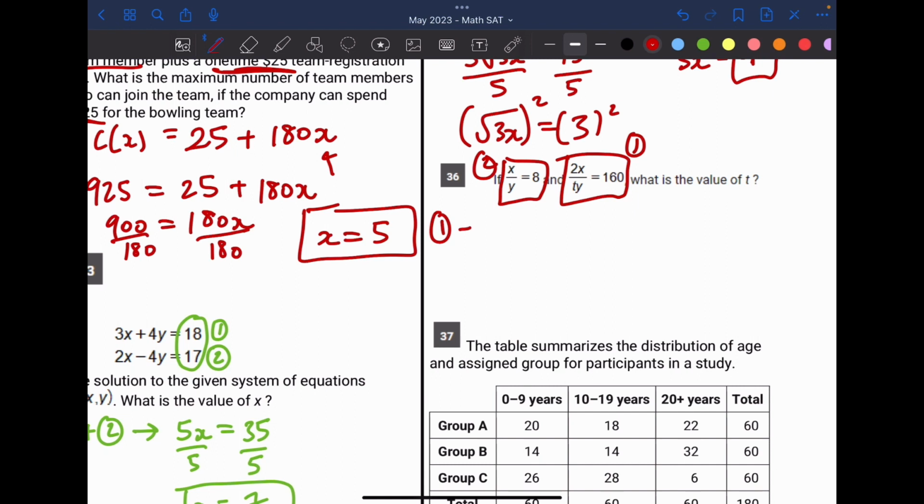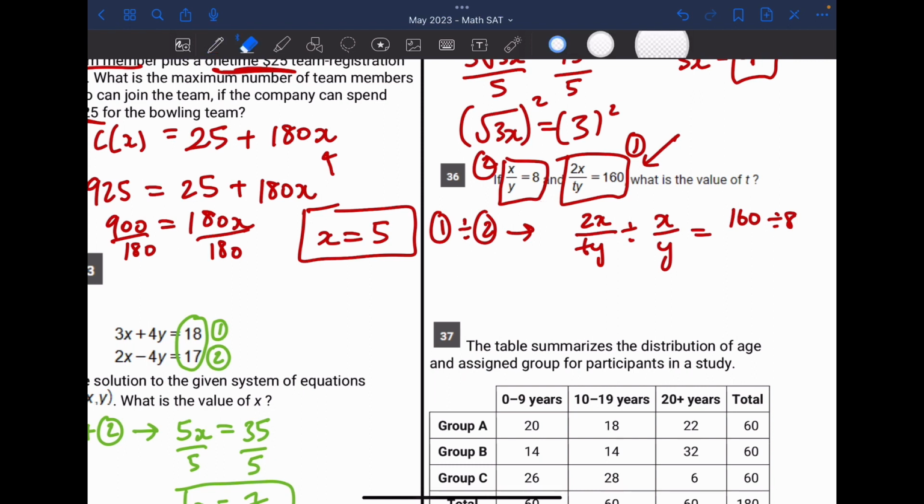Let's divide equation 2 by equation 1. Let's do that, because then we would get rid of all these x and y's, because you would divide them. And if you divide something by itself, you get 1. So we want to get rid of them. So this will give you 2x over ty divided by x over y is equal to 160 divided by 8. Once again, divide this by this, equation 2 divided by equation 1.